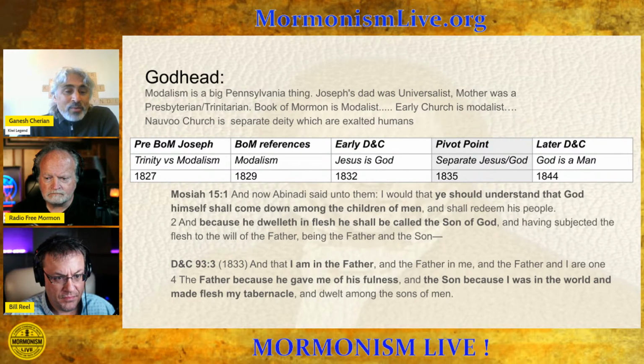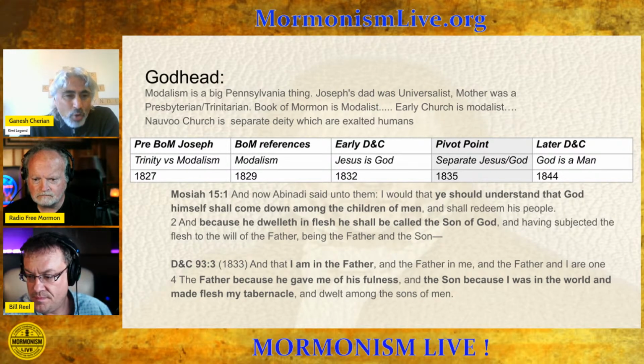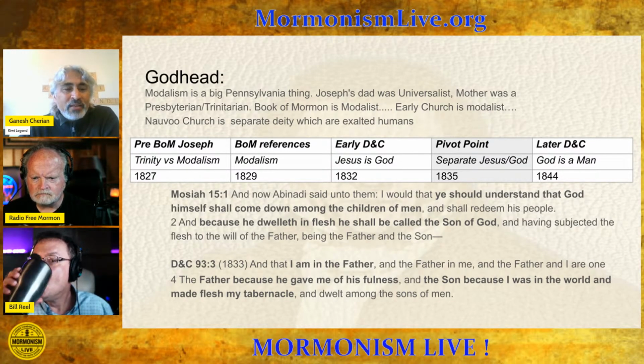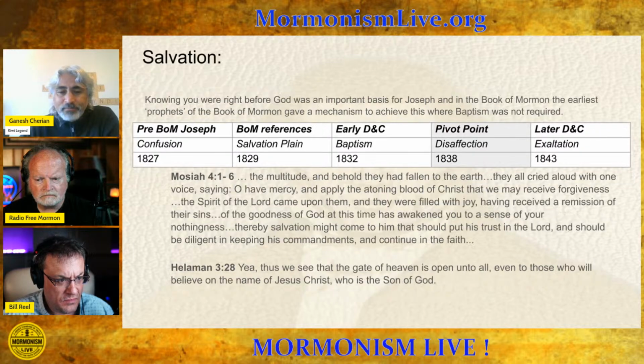Yeah. All right. I've got a couple of examples from Mosiah and the Doctrine and Covenants that show that kind of modalist type of God that ends up being in the Book of Mormon and in those early revelations. And you can go read those, but maybe we should go on to the next slide. Yep.